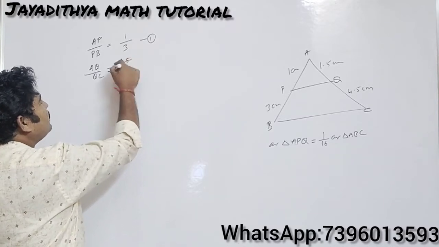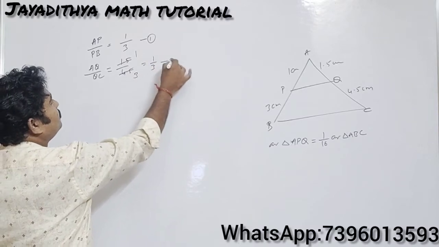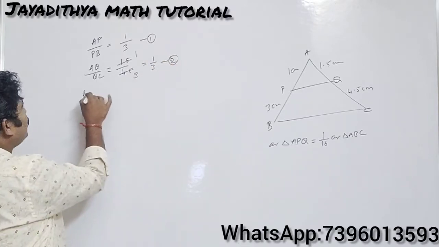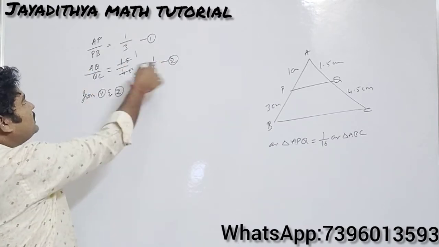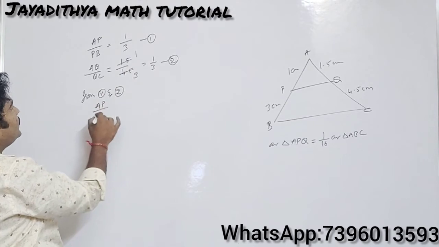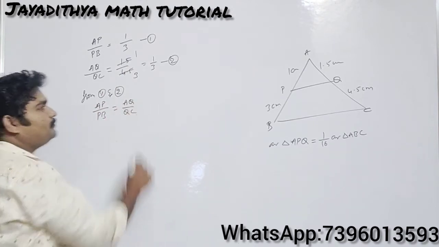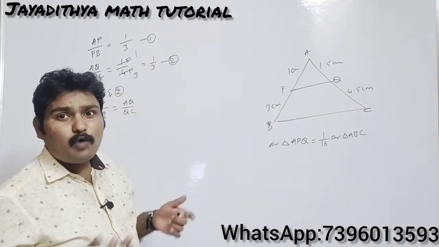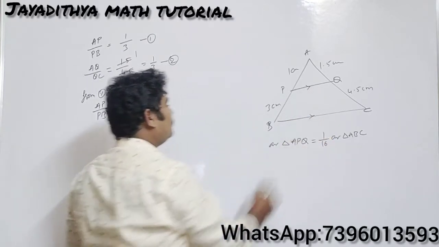If you cancel this one, 1.5 ones are 1.5, 3s are... Again you got it as 1 by 3. So that is equation 2. So from 1 and 2, what can you say? From equation 1 and equation 2, here the ratios are equal. So write this one, AP by PB is equal to AQ by QC. If the ratios of two sides are equal, then what can you say here? By converse of basic proportionality theorem, PQ is parallel to BC.